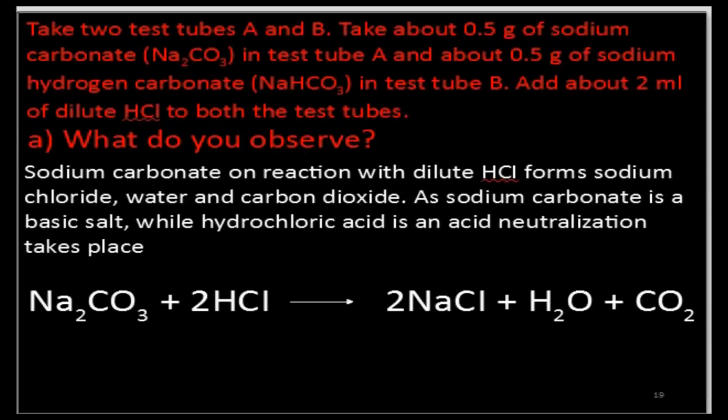Take two test tubes A and B. Take about 0.5 gram of sodium carbonate in test tube A and about 0.5 gram of sodium hydrogen carbonate in test tube B. Add about 2 ml of dilute hydrochloric acid to both the test tubes. What do you observe? Sodium carbonate on reaction with dilute hydrochloric acid forms sodium chloride, water and carbon dioxide. As sodium carbonate is a basic salt, while hydrochloric acid is an acid, neutralization takes place. Hence, salt is formed, water is also formed, and carbon dioxide is liberated.